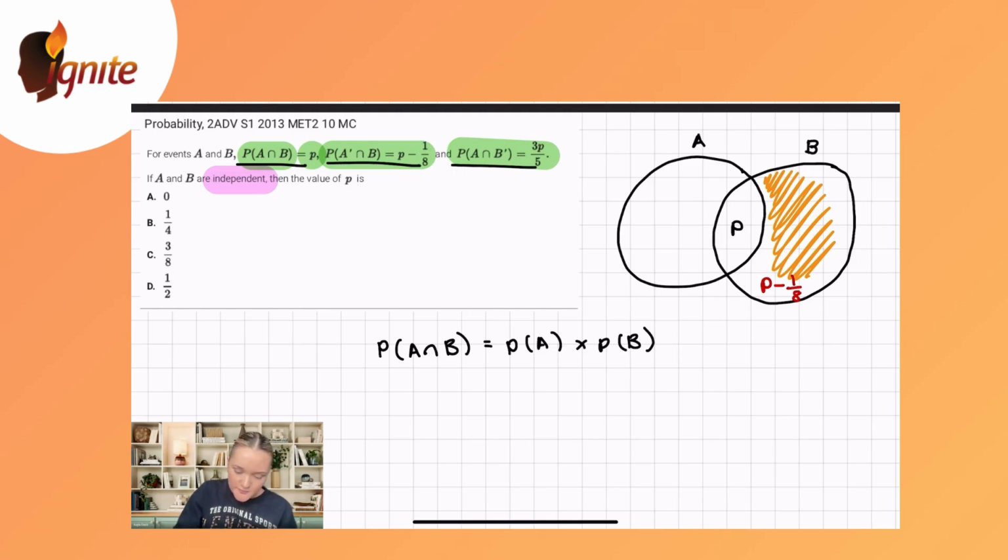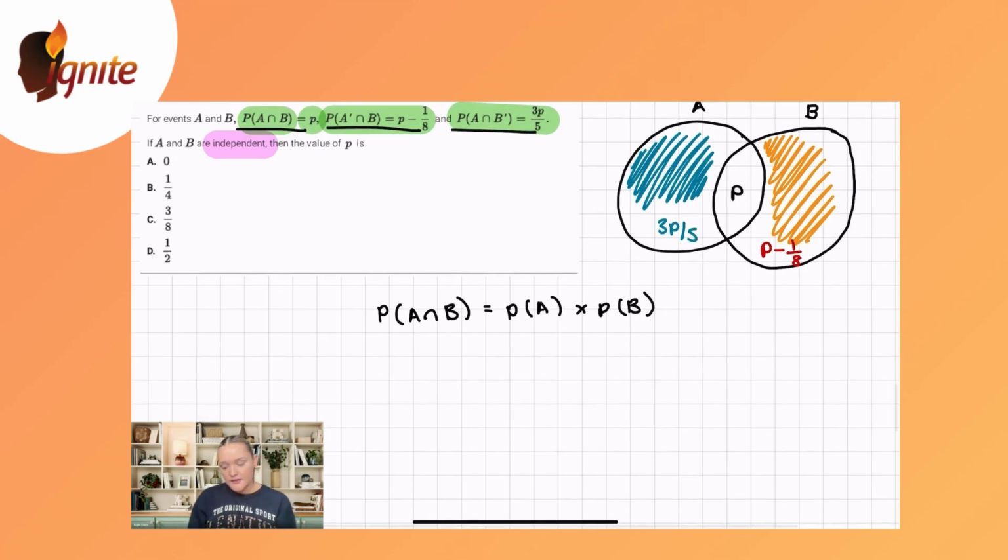Alternatively, we now have the value of what's in A and not in B. So the probability of what's in A and not in B is going to be this one here. So that's going to be 3P on 5. Okay. Now, if I want to find the probability of A, that would be this circle here. So the probability of A is going to be the probability of A not including B, so 3P on 5, plus my intersection.